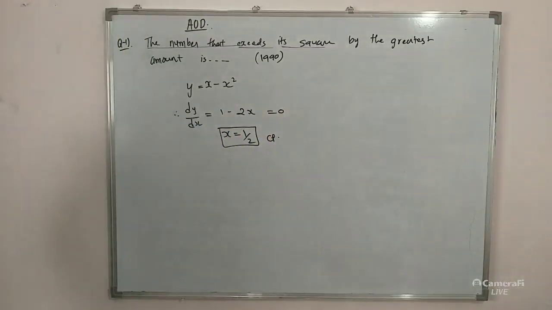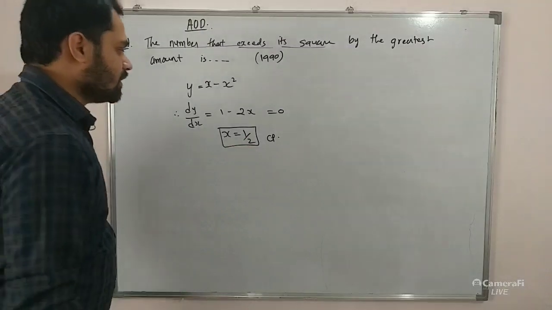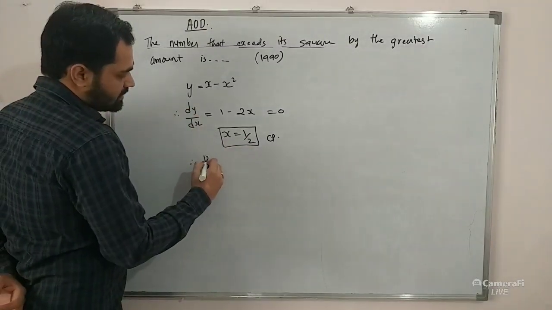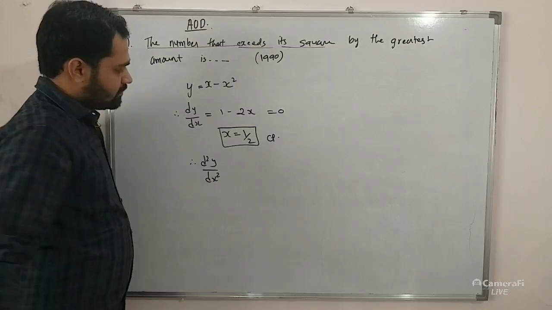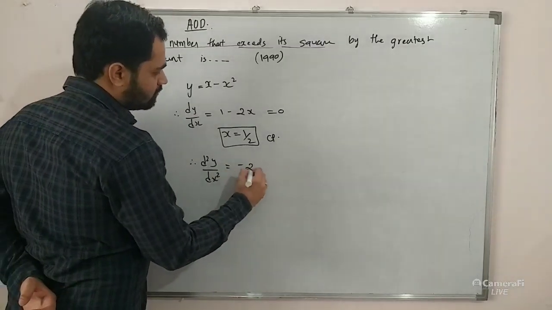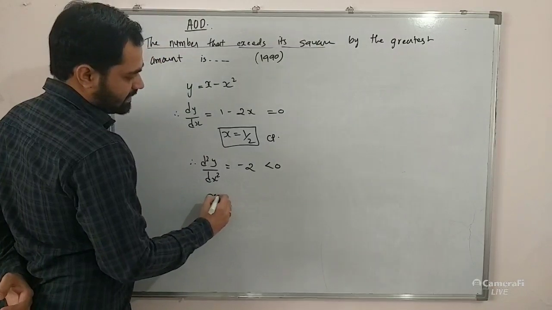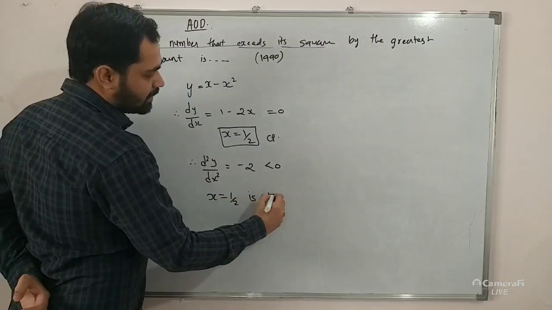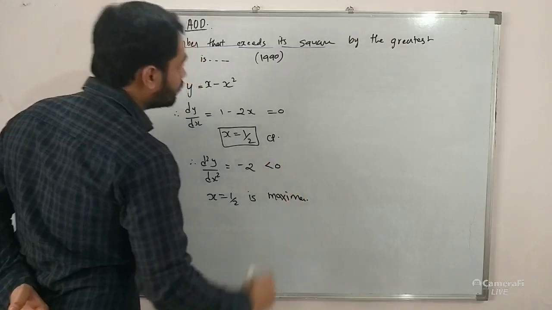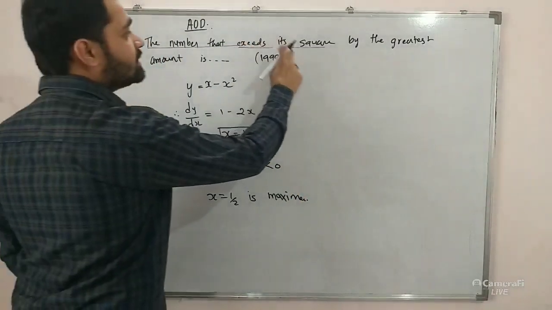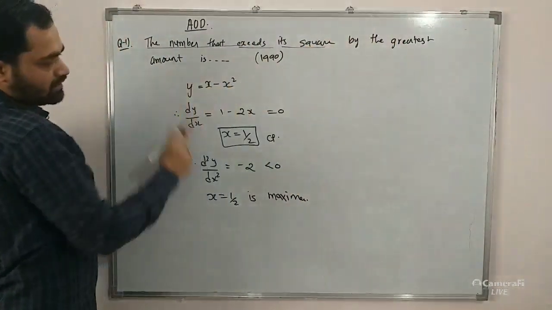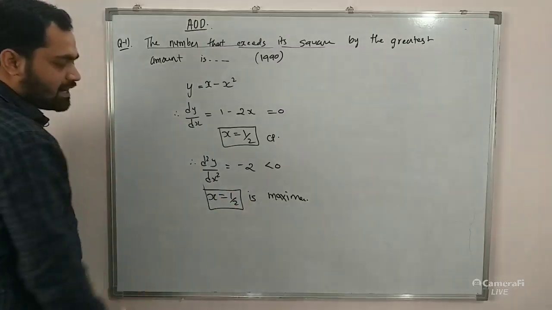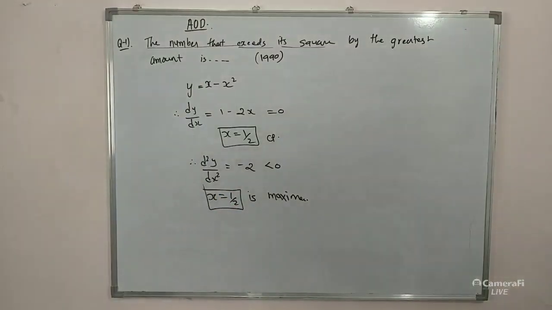So comparing dy by dx with 0 we get x is equal to 1 by 2. Now checking with the double derivative test, d square y by dx square is equal to minus 2, which is less than 0. It means x is equal to 1 by 2 is a maxima point. So the number that exceeds its square by the greatest amount is 1 by 2. So the required answer for our question is 1 by 2, right? Okay, got it everyone?